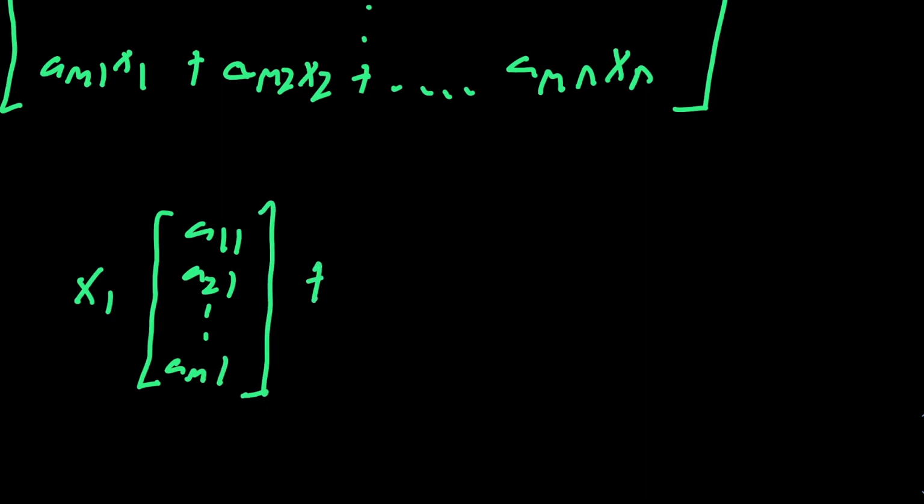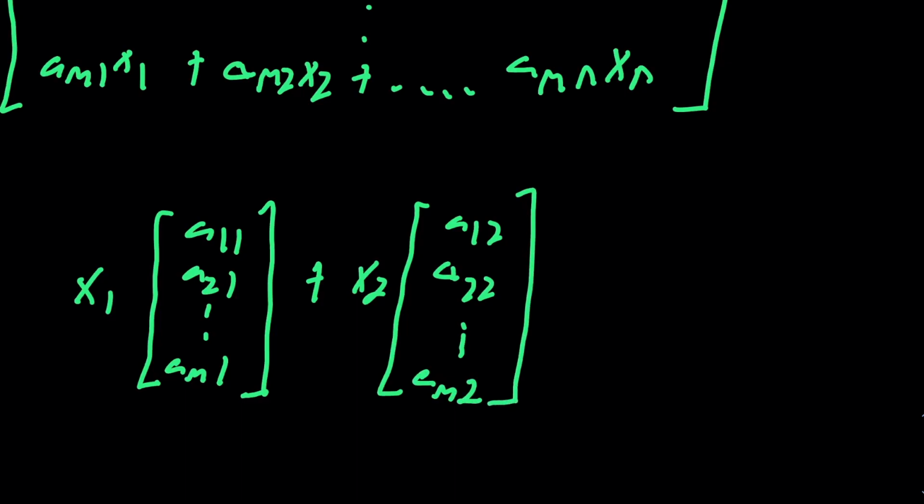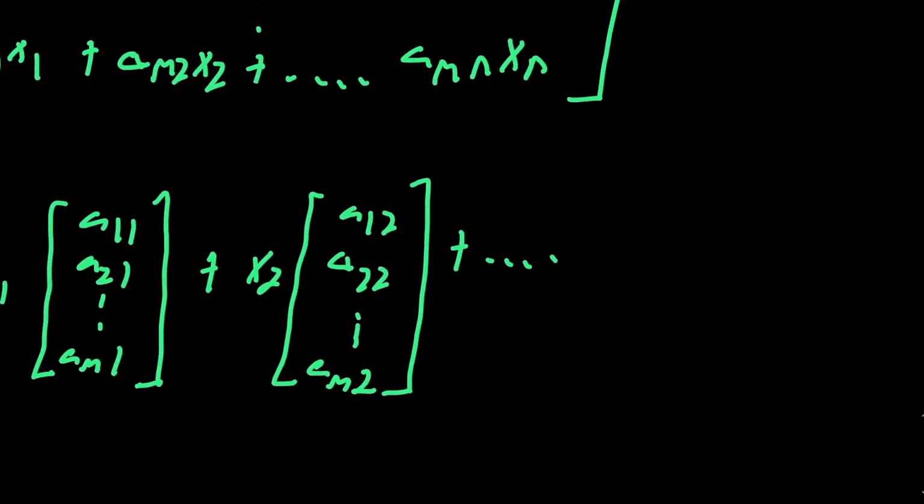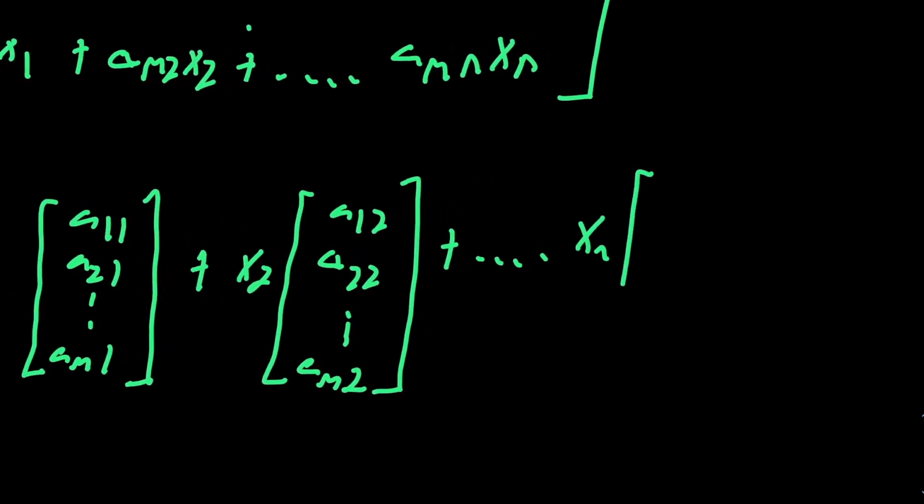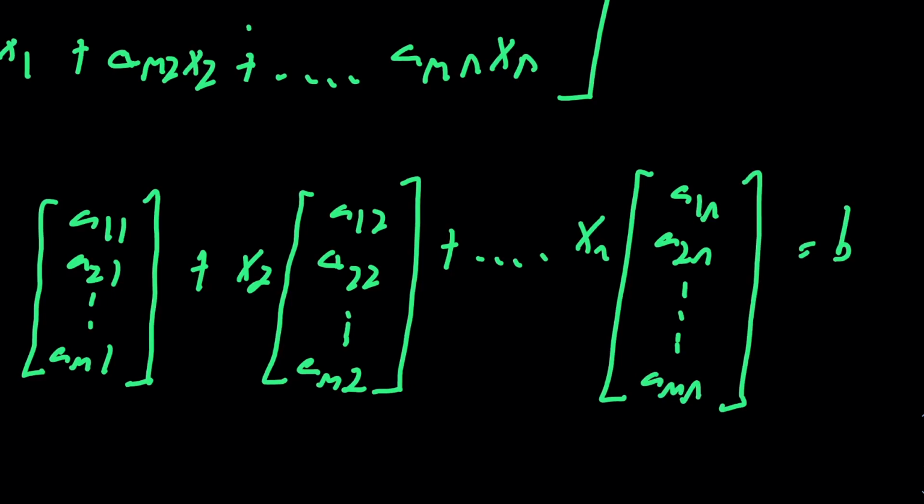And we can repeat the same process. We have a sub 1,2, a sub 2,2, and however many rows x2 has. And the same goes for n terms. We have a sub 1n, a sub 2n, and a sub nn, which once again still equals b.